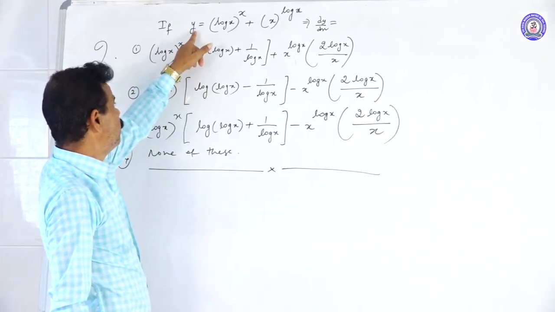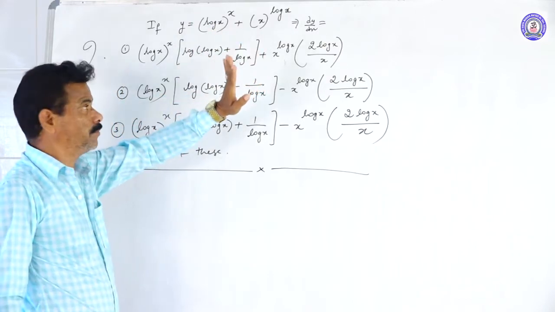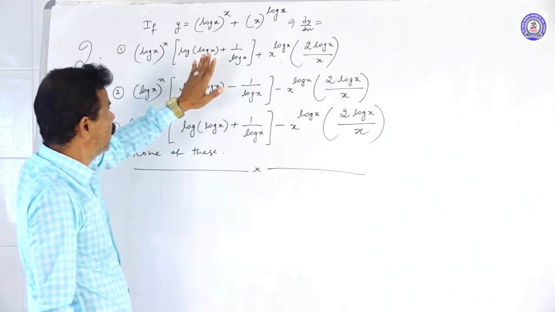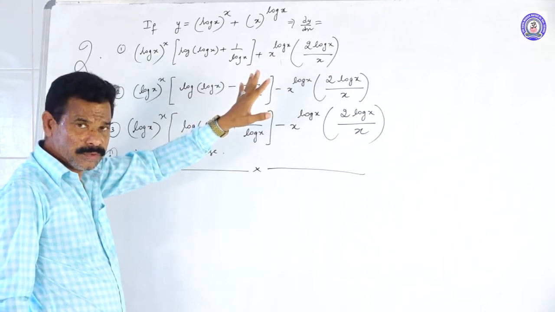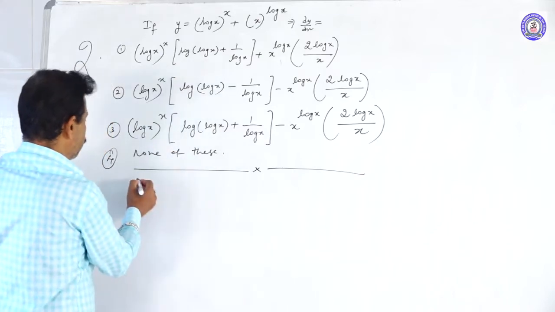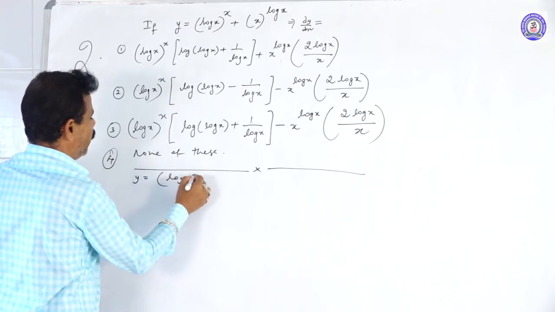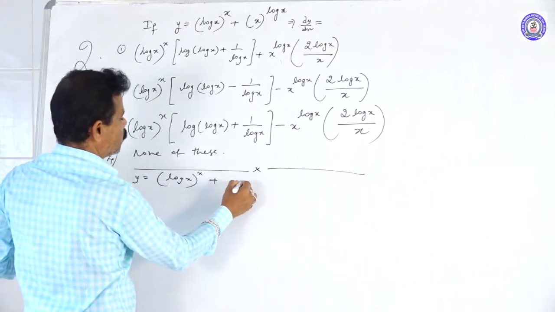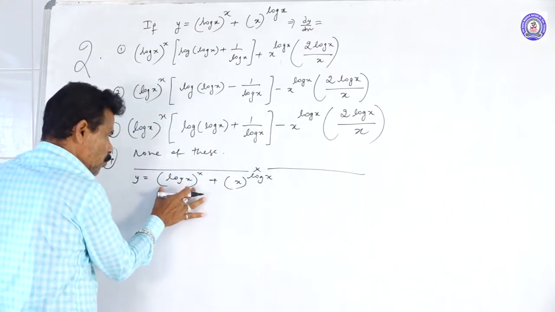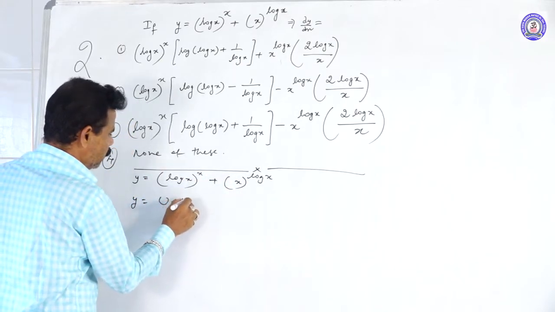Here, if y is equal to (log x) power of x plus x to the power log x, there are two functions and each is a function to the power of a function. Here is a summation of two functions. So we take y is equal to (log x) power of x, the first term, plus x to the power of log x, the second term. So this is u, this is v, u plus v. y is equal to u plus v.